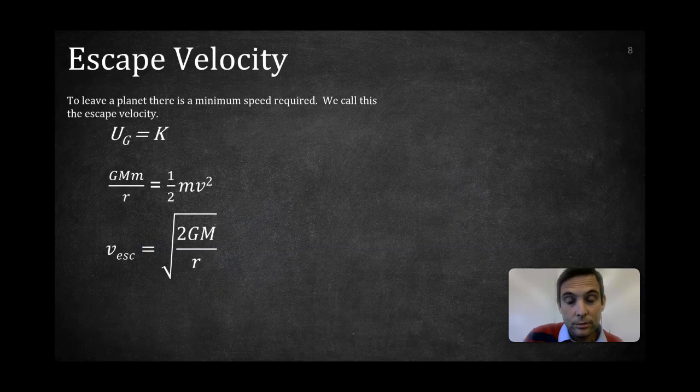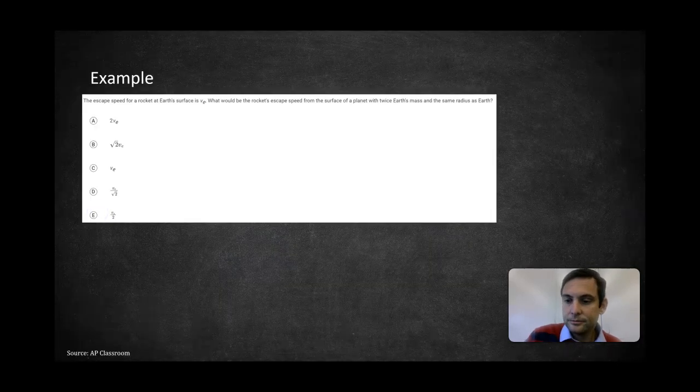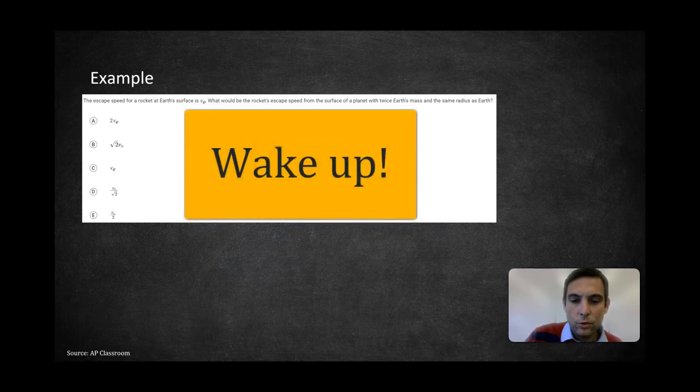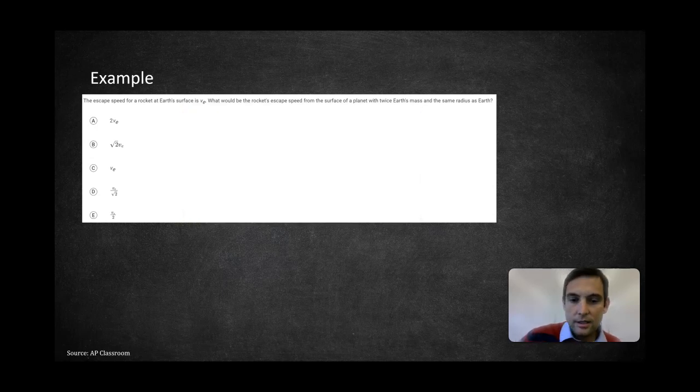Important equation to know, memorize. Remember that the 2 is the only thing that's different between the orbital velocity and the escape velocity. Here's an example. The escape speed for a rocket is VE. What would the rocket's escape speed from the surface of a planet with twice the Earth's mass be, and the same radius as Earth? Pause the video, try it for yourself.